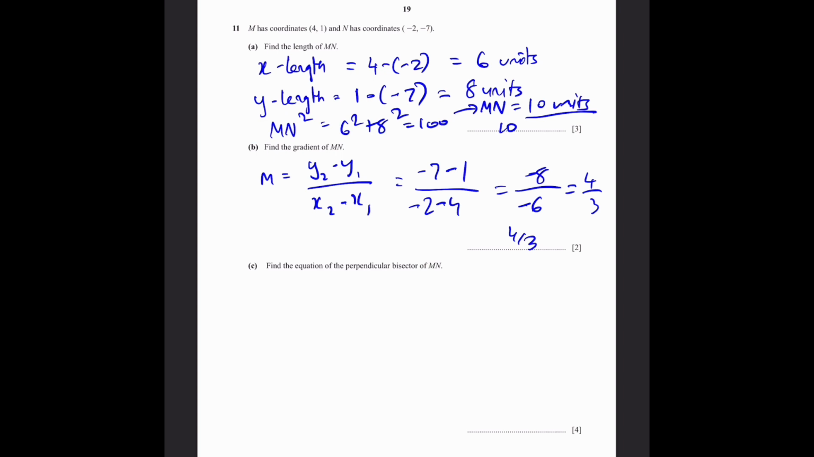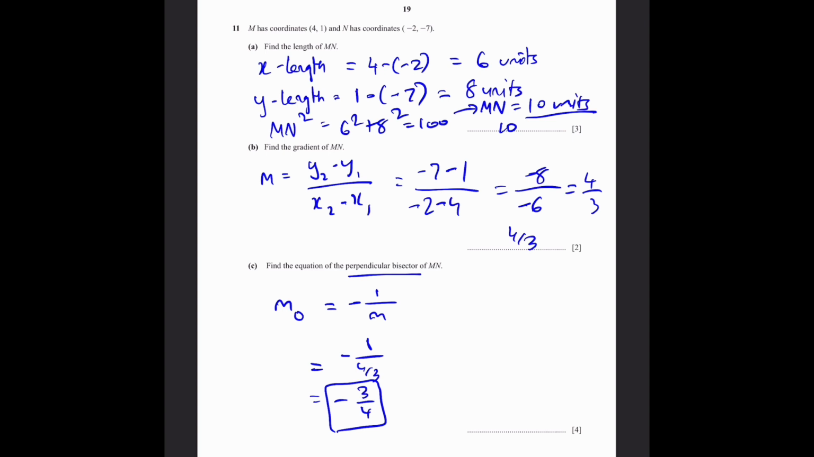C. Find the equation of the perpendicular bisector of MN. So this one will have a gradient of -1 by m, and this m is the gradient of MN. So let's just say this is m0, that's -1 by m. That'll be -1 by 4 over 3, which is -3 by 4. And now we have found the gradient. Now we need the y-intercept of this.